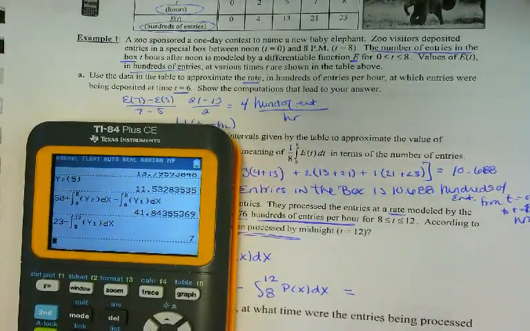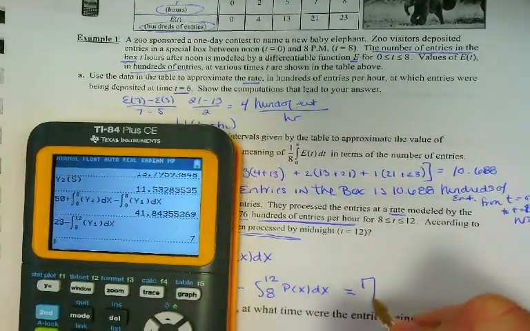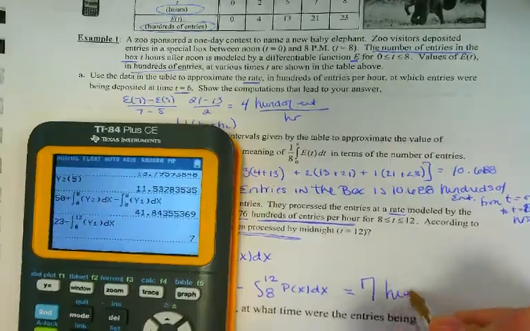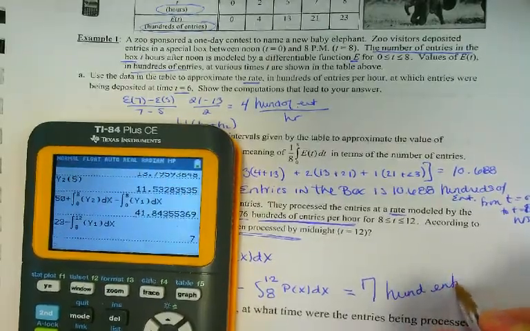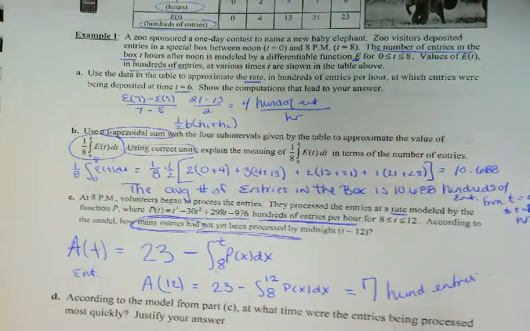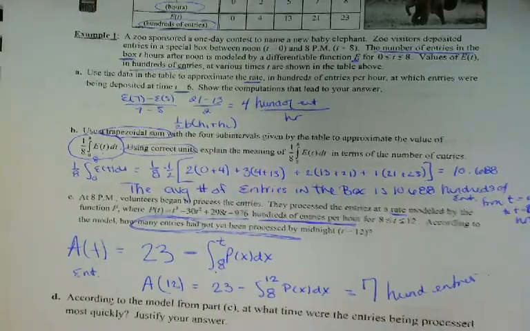And remember, it's not 7 entries, it's actually 700 entries. Okay, because that was measured in hundreds of entries.